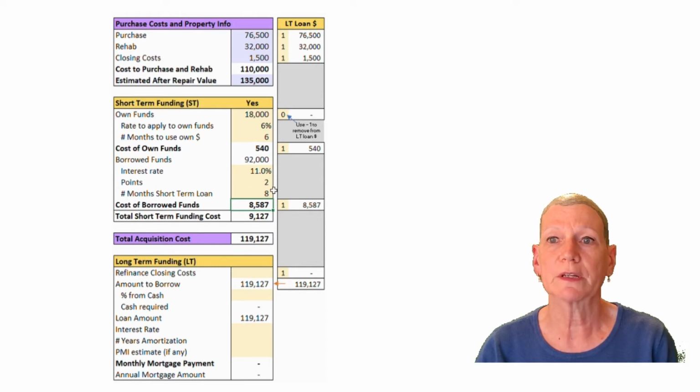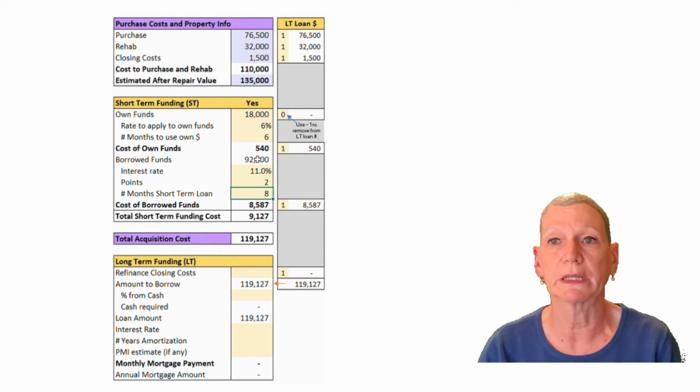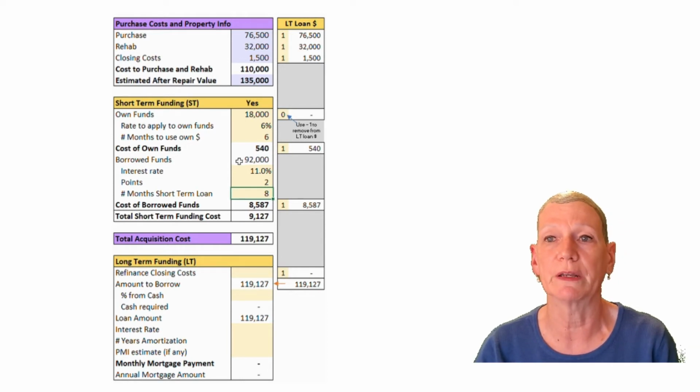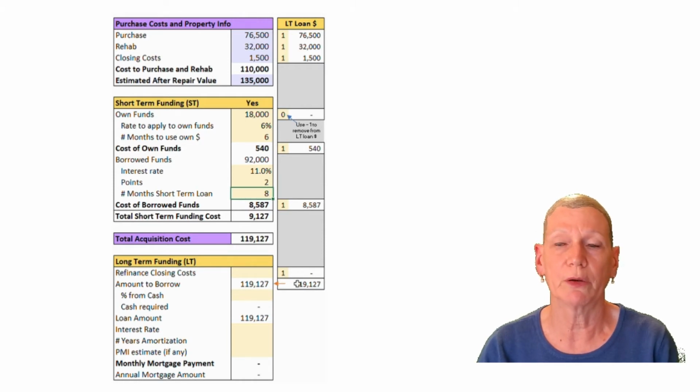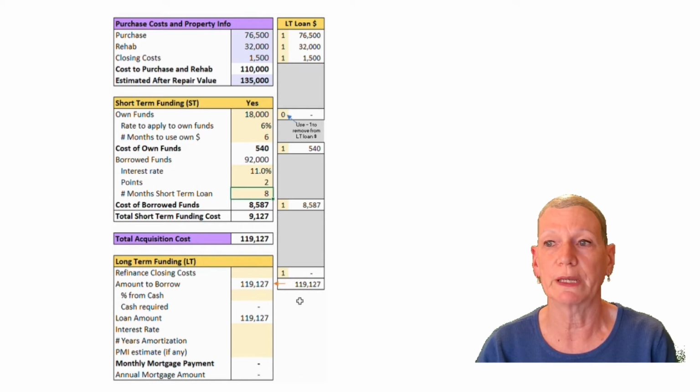So this 8 months in our example here is the amount of time that we think it's going to take before we would have a refinance in place and completed in order to pay off that $92,000 to our hard money lender or private money lender, whoever it is that provided the short-term funding. So now when we want to look at what that refinance is going to be, we're going to come down here and say, okay, there's some amount of money that we want to borrow for the refinance.